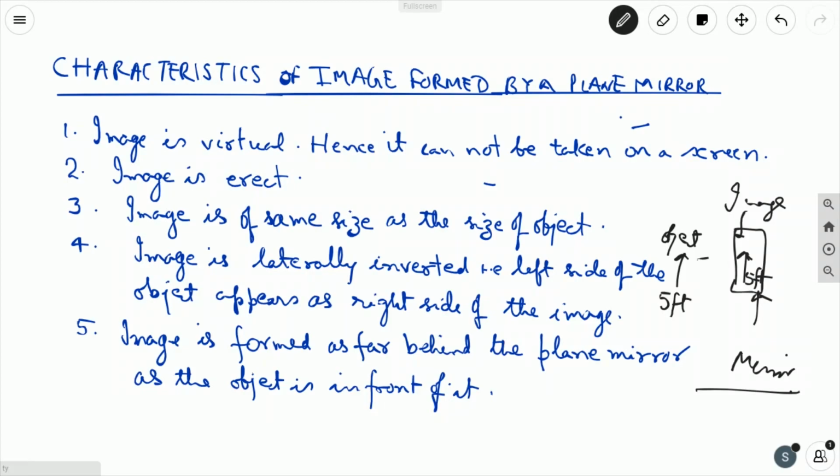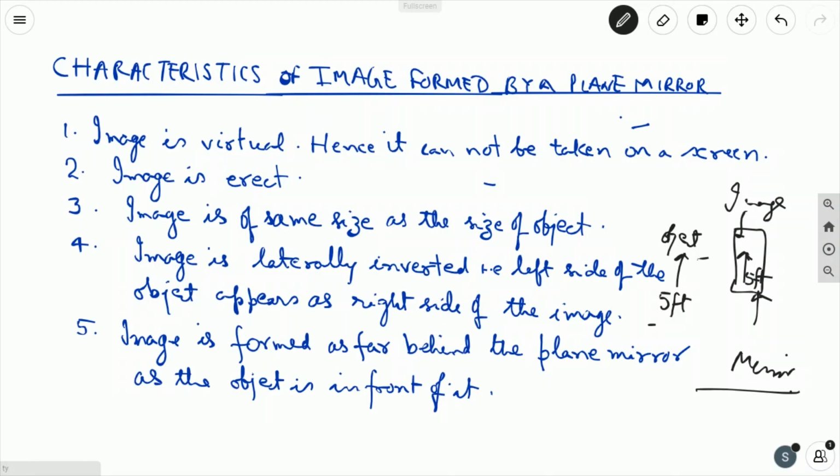That means the left side of the object appears at the right side of the image. Suppose you stand near a mirror and move your right hand; in the mirror you see that the left hand of the image is moving. If you move your left hand, you see the right hand of the image moving. So this is called lateral inversion. The left side of the object appears at the right side of the image, and the right side of the object appears at the left side of the image.